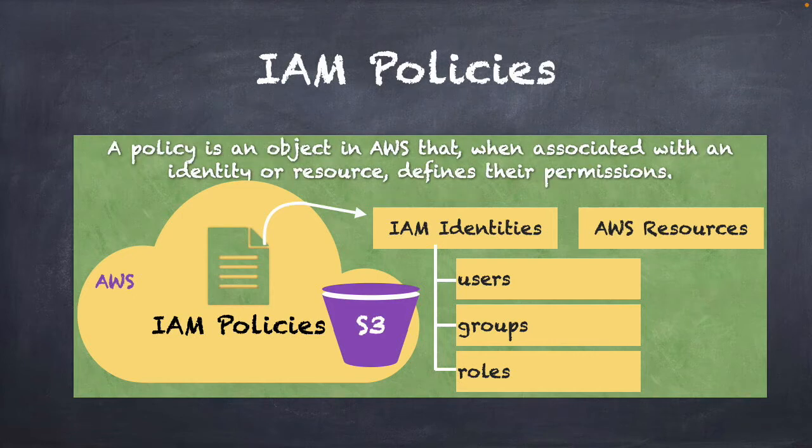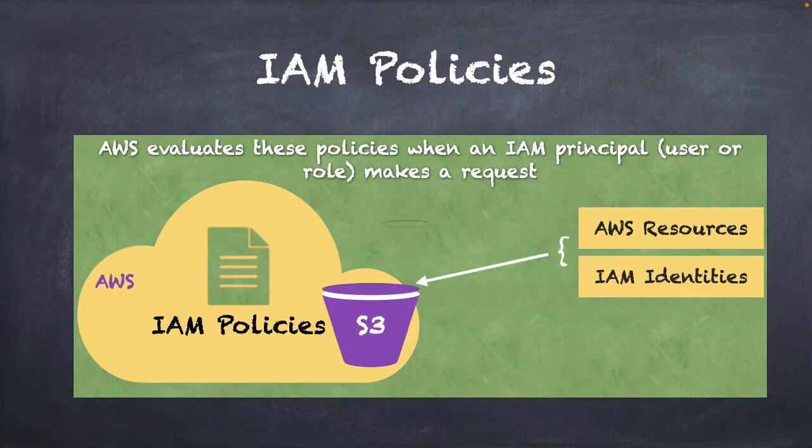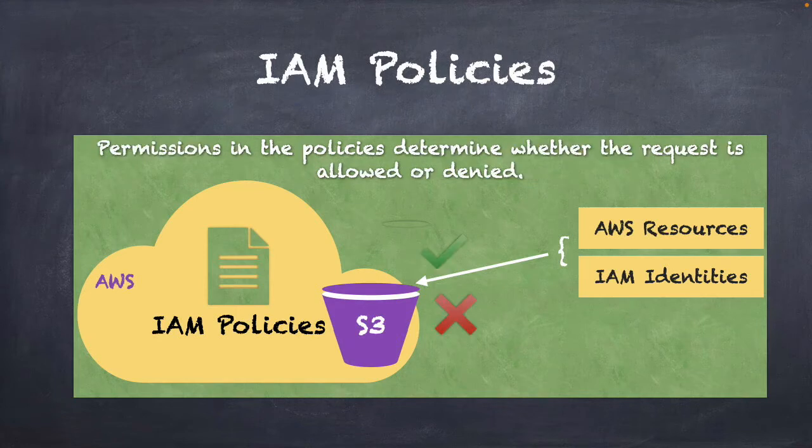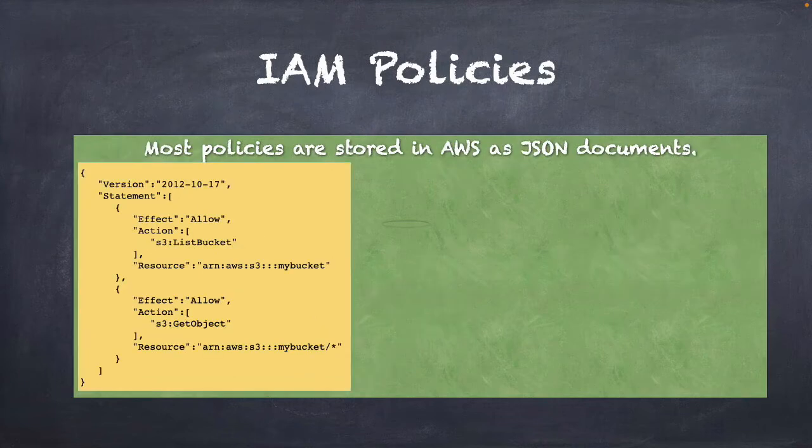So a policy is an object in AWS that, when associated with an identity or a resource, defines their permission. AWS evaluates these policies when an IAM principal, like a user or a role, makes a request. And permissions in the policies determine whether this request is allowed or denied. Most policies are stored in AWS as JSON documents.